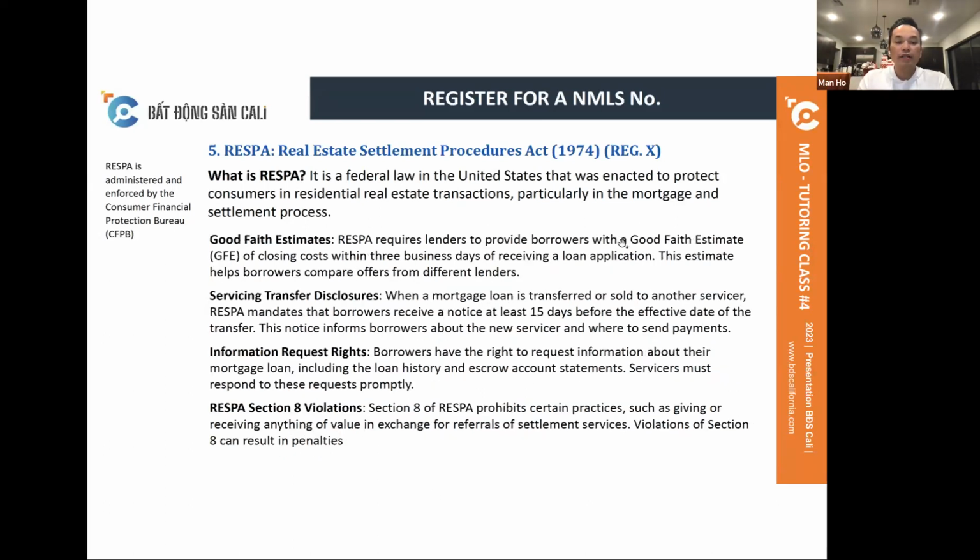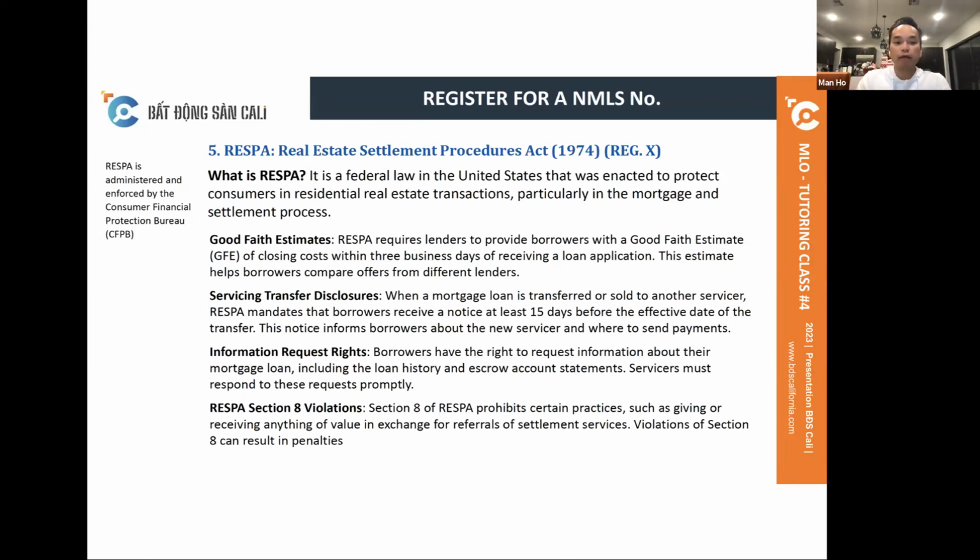Okay, next, good faith estimate. RESPA requires the lender to provide a borrower with a good faith estimate, GFE. Remember that. GFE is a good faith estimate of closing costs within 3 business days of receiving a loan application. Meaning that within the 3 business days, the lender needs to provide a good faith estimate of all the estimated costs to the borrower after the loan application is submitted.